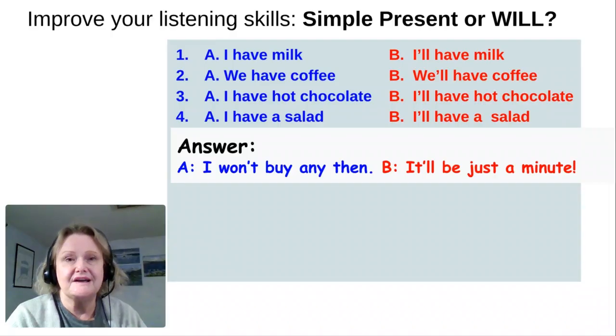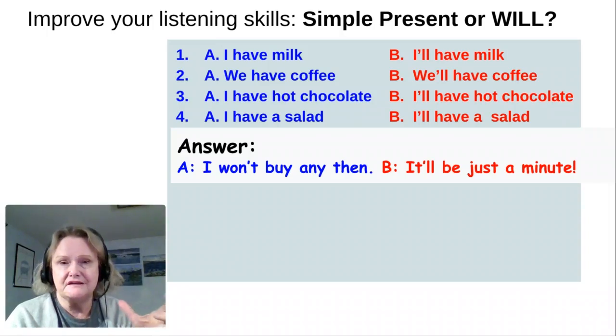Here's a type of exercise that I do with students quite often, even in the multiskills classroom. I give them two things that sound very similar. I have milk, or I'll have milk. First, they need to learn to hear the difference. So if I say I'll have milk, they will answer, it will be just a minute. Or if I say I have milk, they answer, I won't buy any then. And then you can see if they can hear the difference.